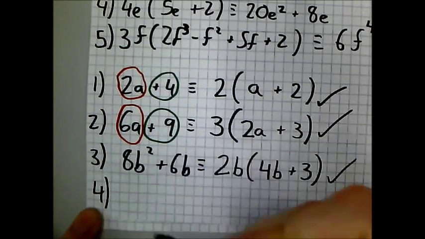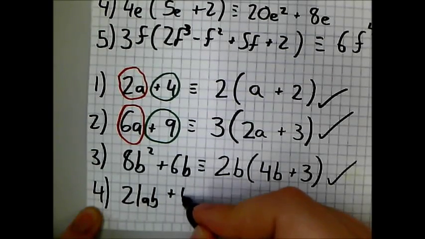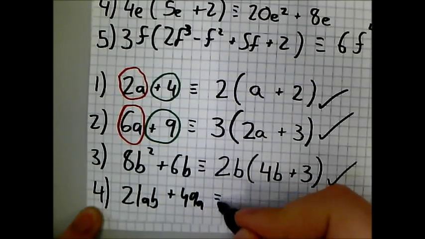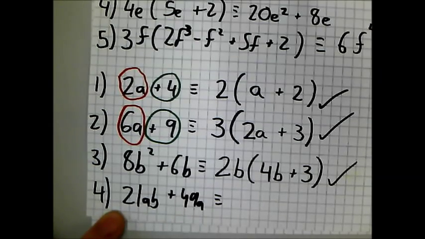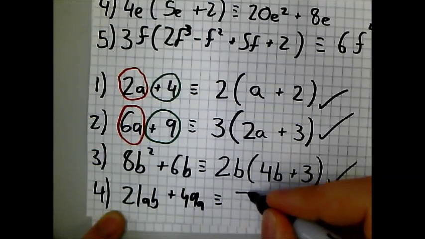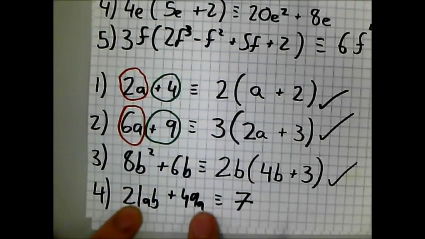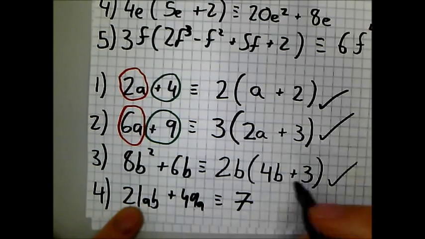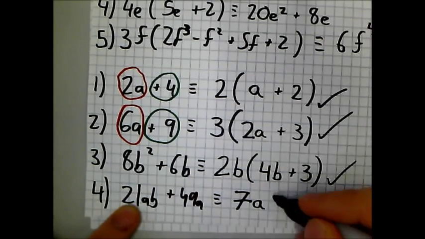Last one, number 4. 21ab plus 49a. So let's look at the numbers first. Something goes into 21 and 49. The answer there is 7. And it's something that goes into ab and a. Now this one's slightly trickier. Because I've got an a in both terms, I can take out an a outside the bracket as well. Because a goes into ab and it goes into a.